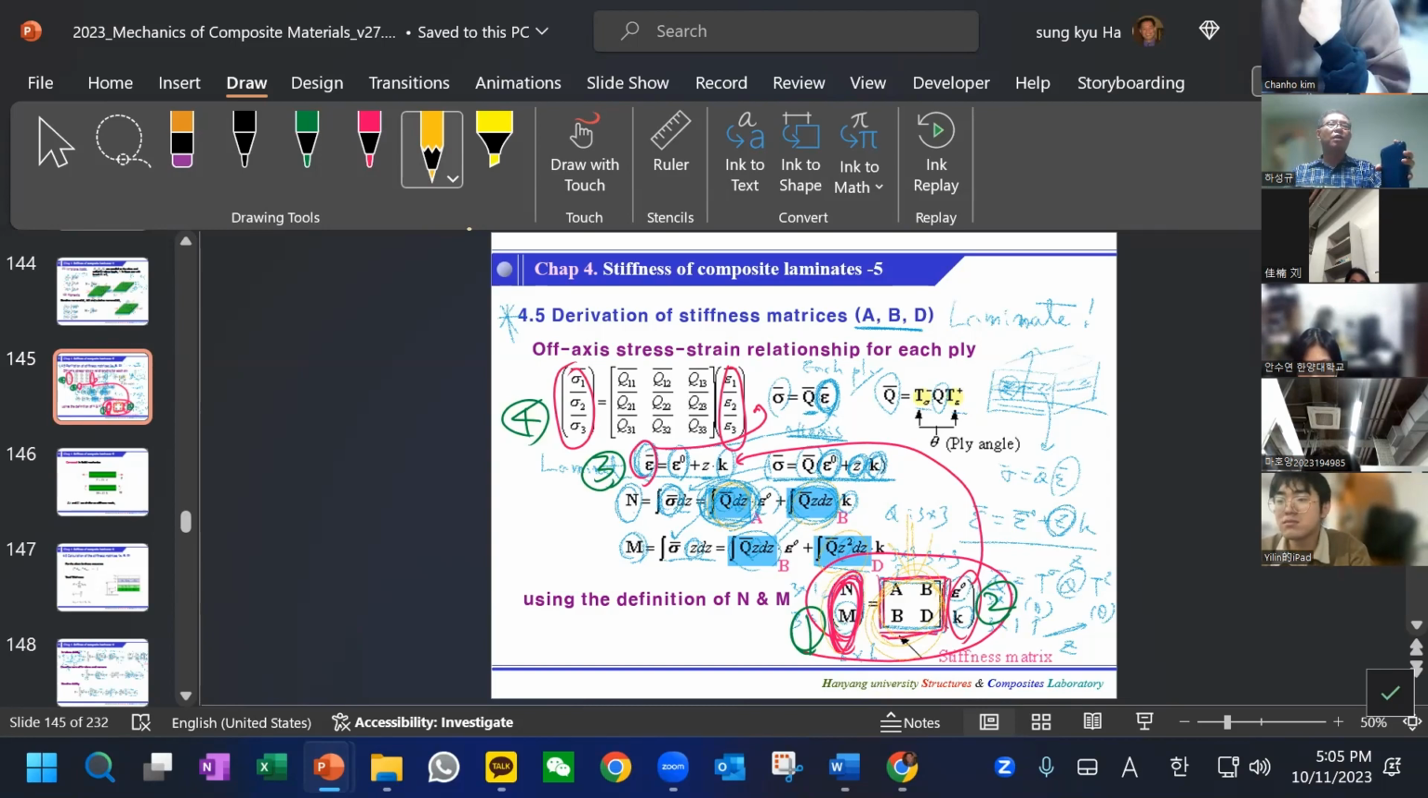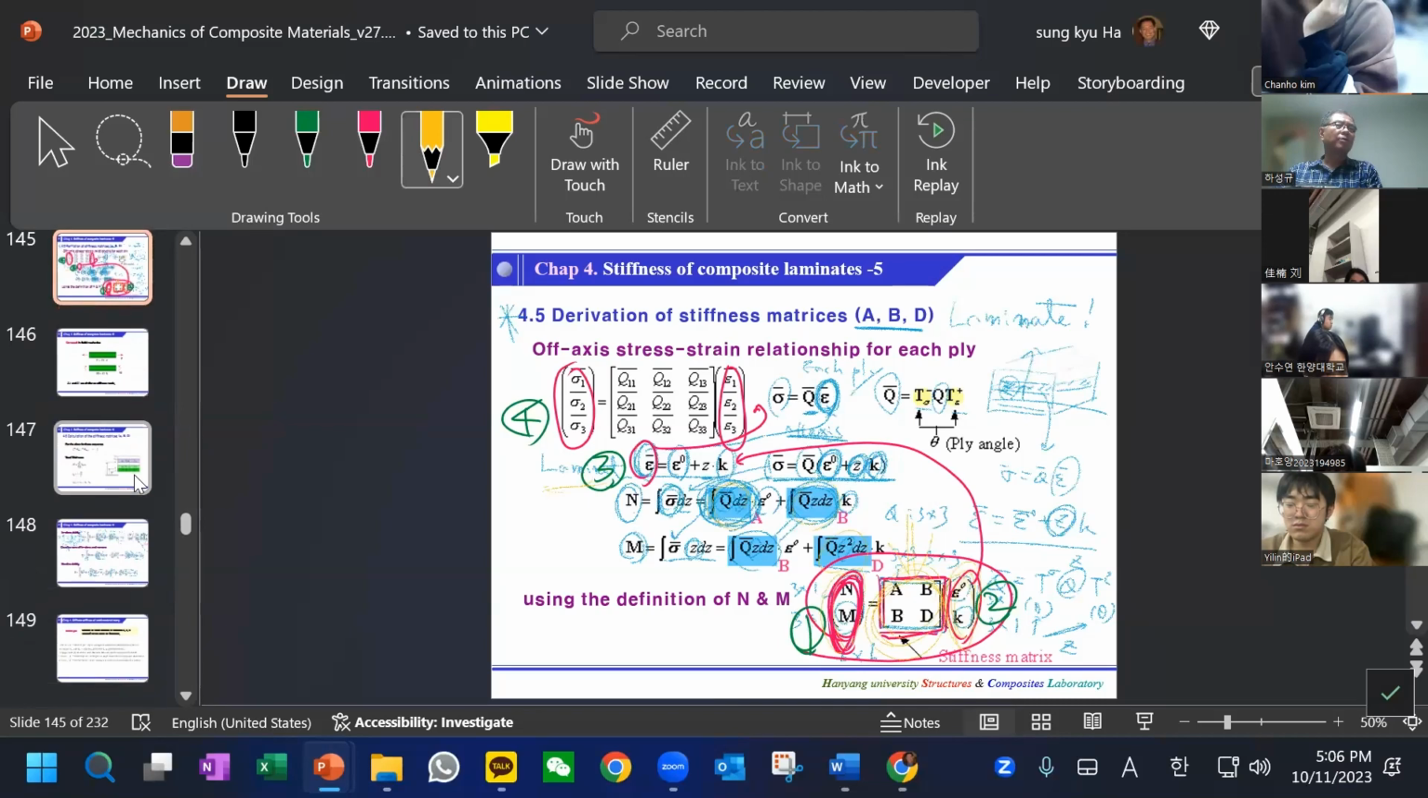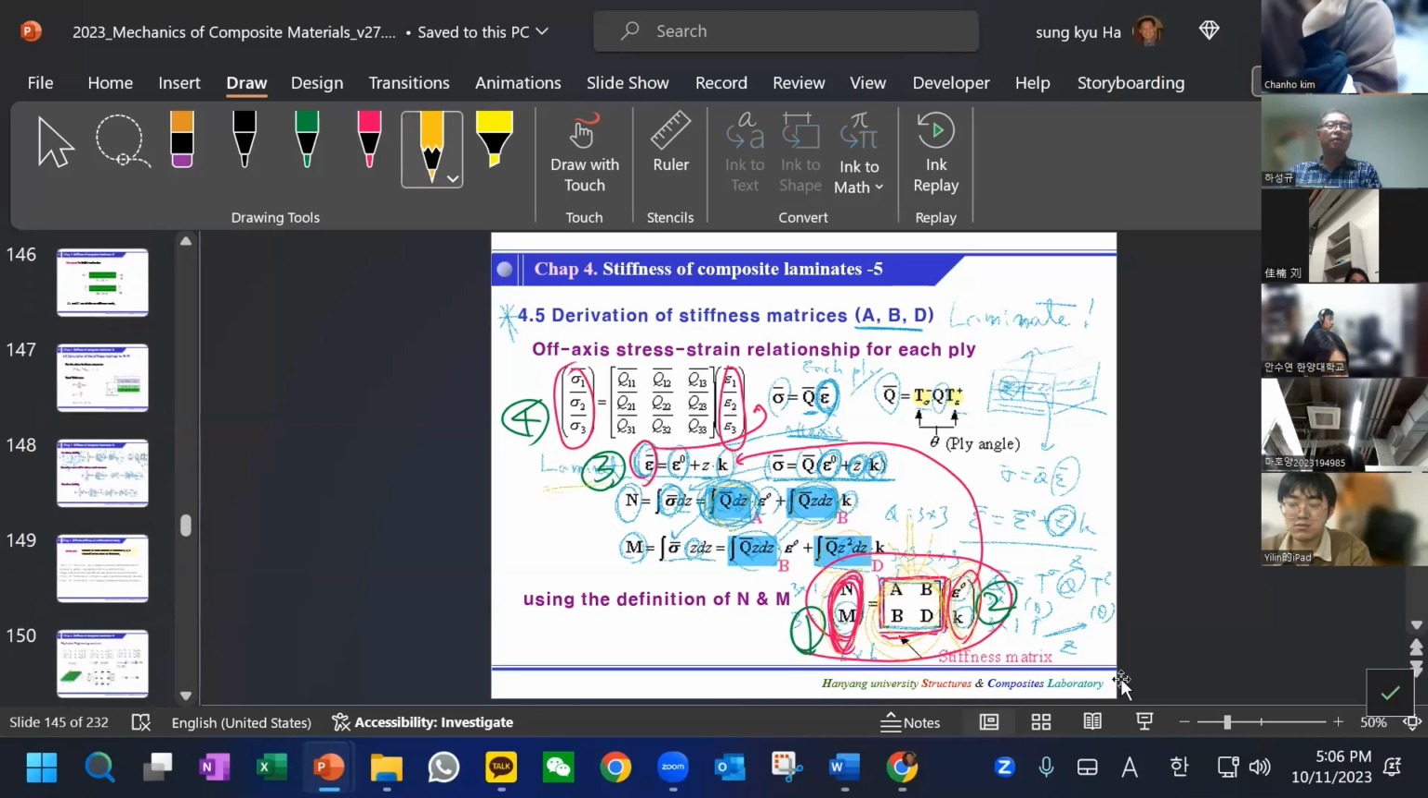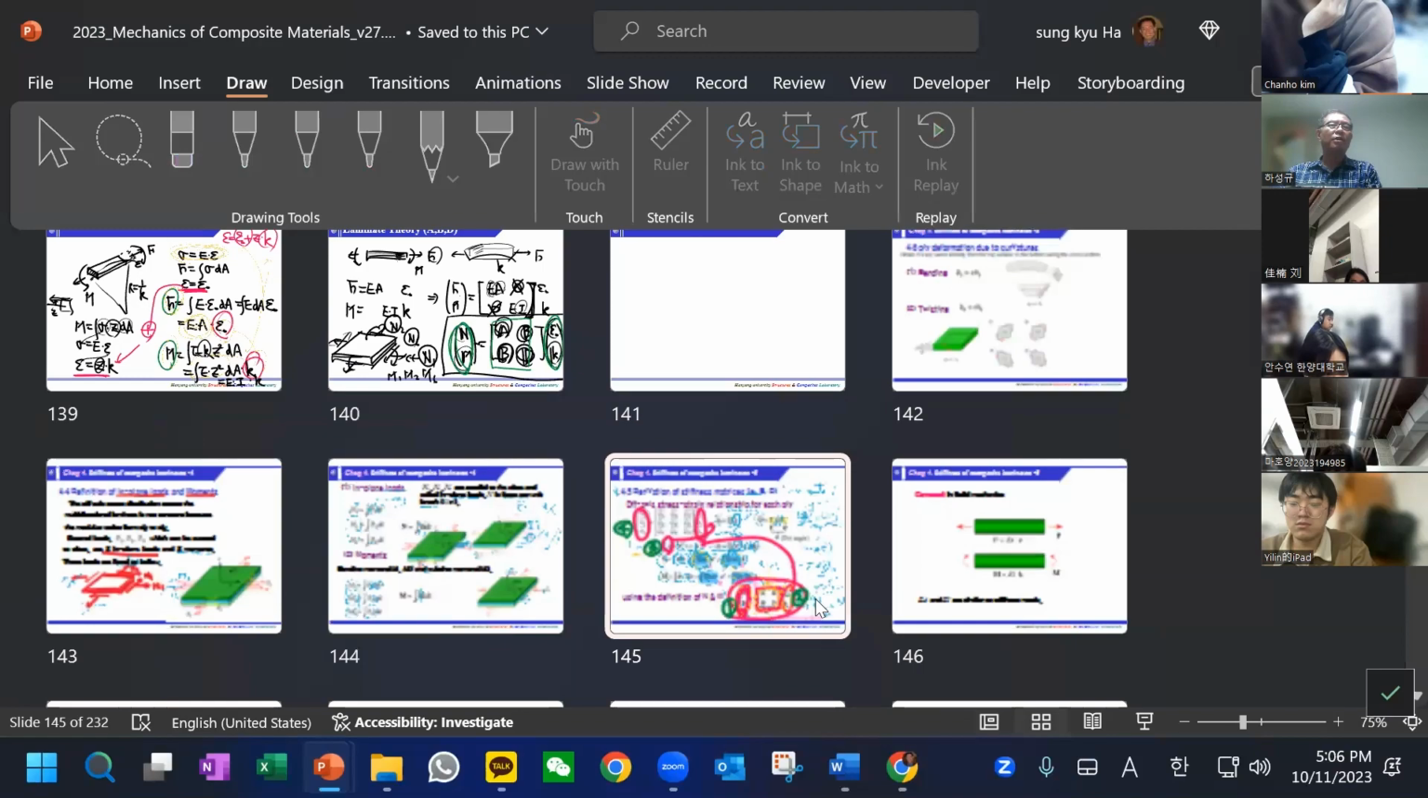if you know the N and M, and then you calculate the strain, the laminate deformation, and once you know the laminate deformation, this is the third step, you will understand the ply strain and the ply stress. This is the very typical procedure of the laminations. So no matter what composite material you have, this is always the step we need to follow.